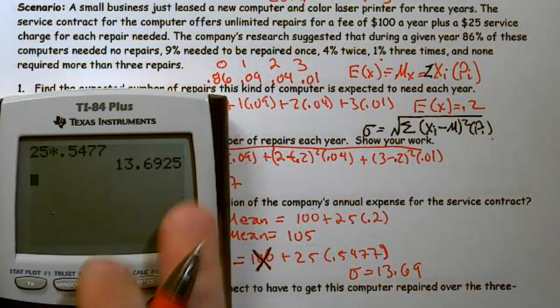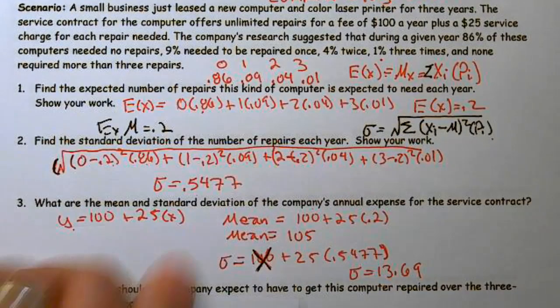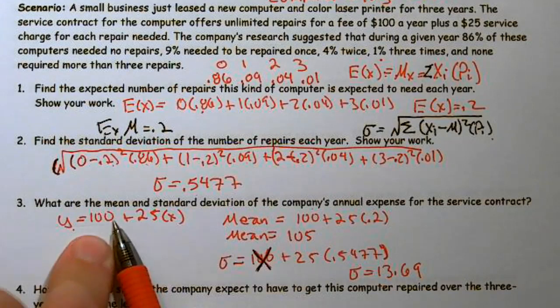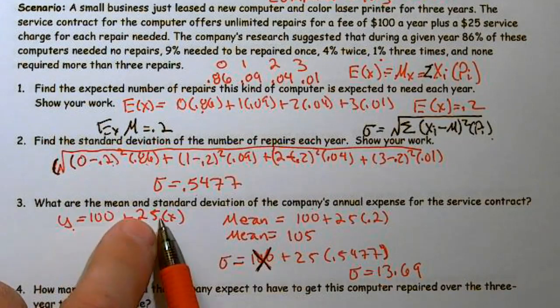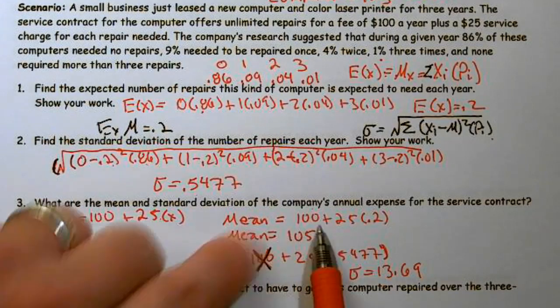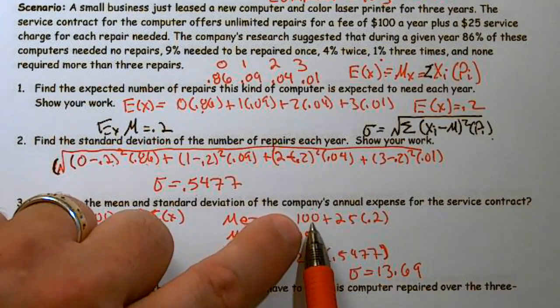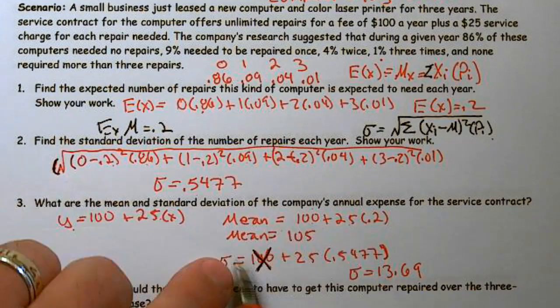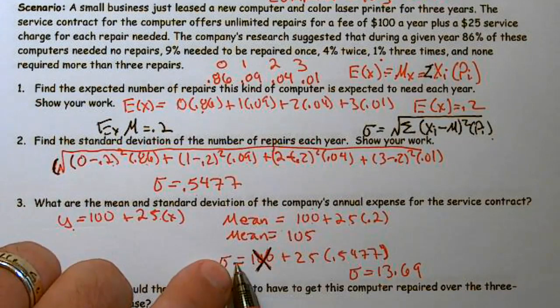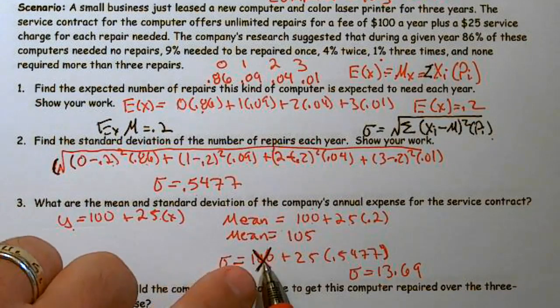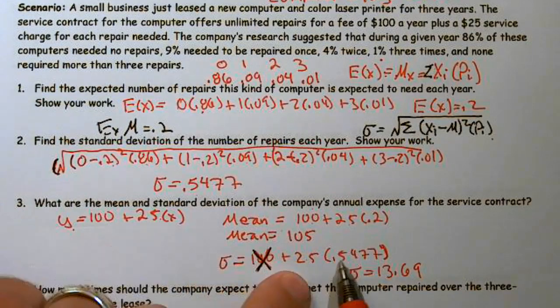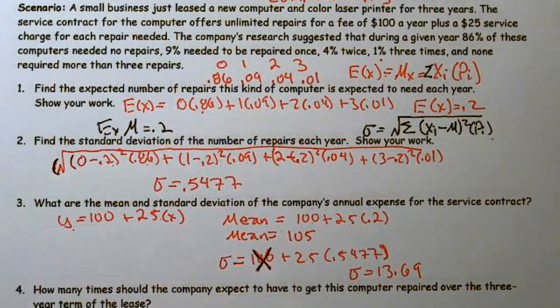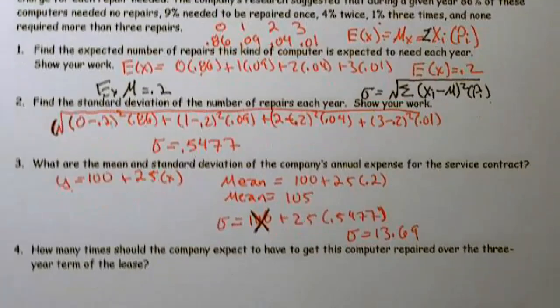So I need to contrast these two. Here with means, I can add a constant and I can multiply by a constant, and it just changes by those values. It changes by the value added and it changes by the value multiplied. With standard deviation, because it's a measure of spread, we can't add a constant, but we can multiply directly.